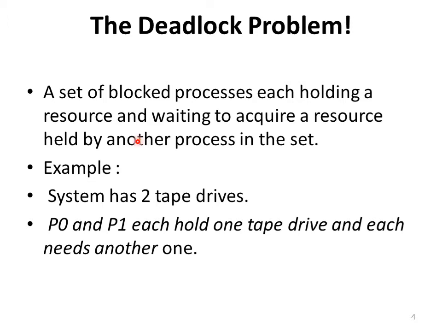a deadlock. For example, there is one system which has two tape drives, P0 and P1. Each one will hold one tape drive and each needs another tape drive to complete its task. That is, the first tape is held by P0 and it will be waiting for another tape which is already allocated to P1 process. So each one is waiting for the other process to release its resource, and this is called as a deadlock.